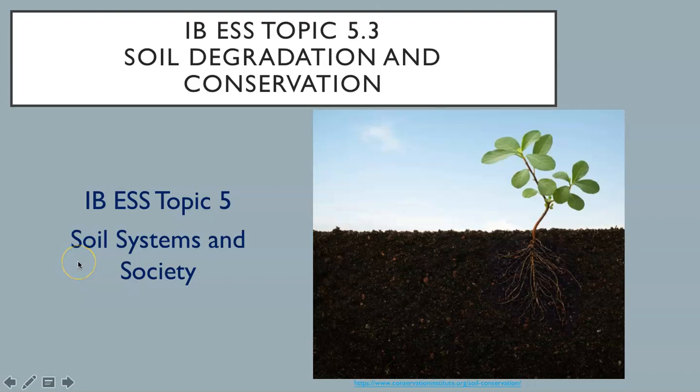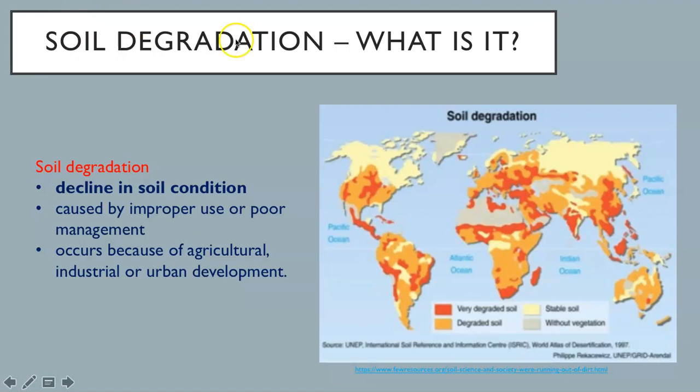This movie covers subtopic 5.3, soil degradation and conservation, under the main IB ESS topic 5, soil systems and society. What is soil degradation? Soil degradation is a decline in soil condition, typically caused by the improper use or poor management of soil, usually for agricultural, industrial, or urban purposes.